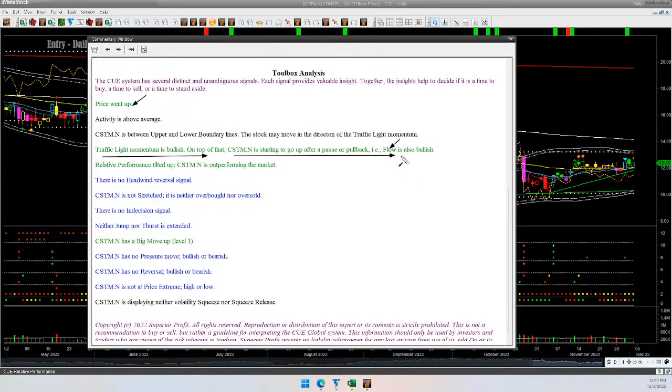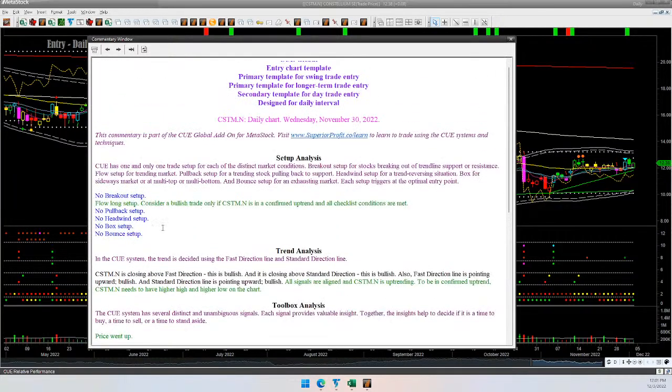Flow is an essential component of the trend following flow long setup. So that was also bullish. Relative performance tilted up. It was outperforming the market. It has a big move up, level 1. Those were the bullish signals. So it had a flow long setup, and you could read more detail on the chart as of that day. That would be the signal day, and you could also take a long position on Friday.